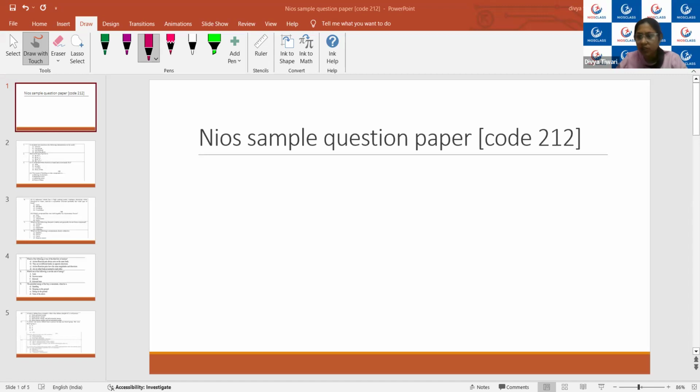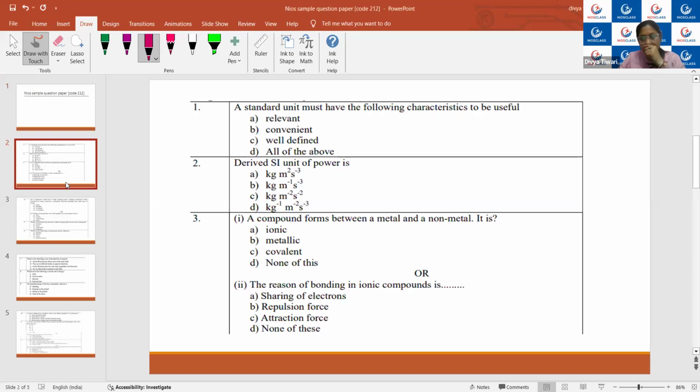In today's session, we are going to discuss a sample question paper for paper code 21212. So let us begin with the MCQ questions. The first question is this: a standard unit must have the following characteristics to be useful.